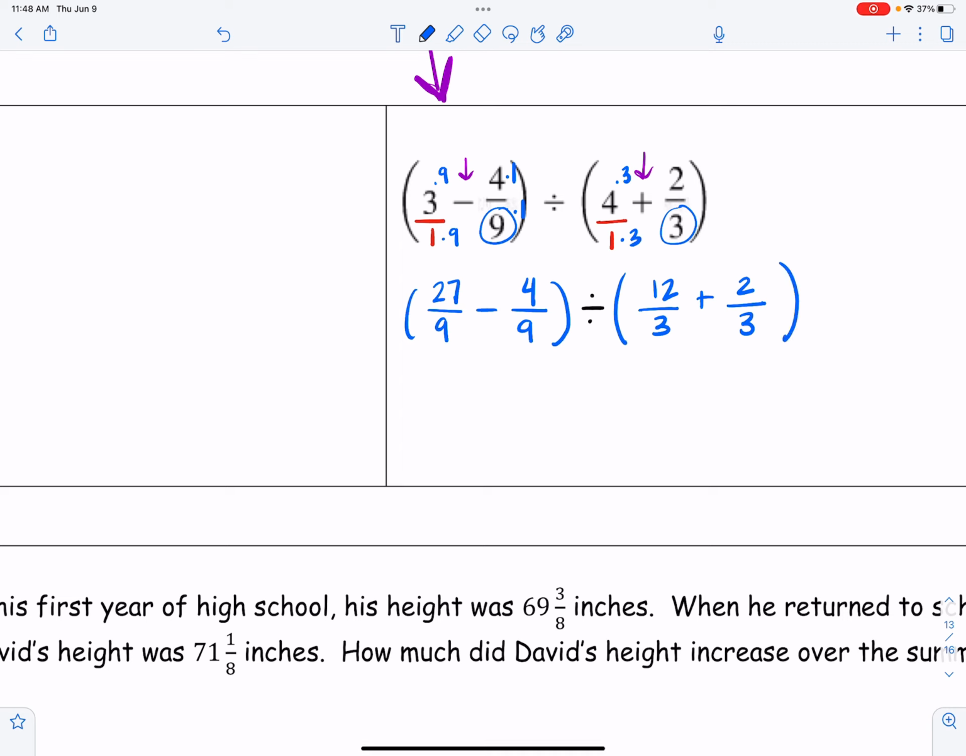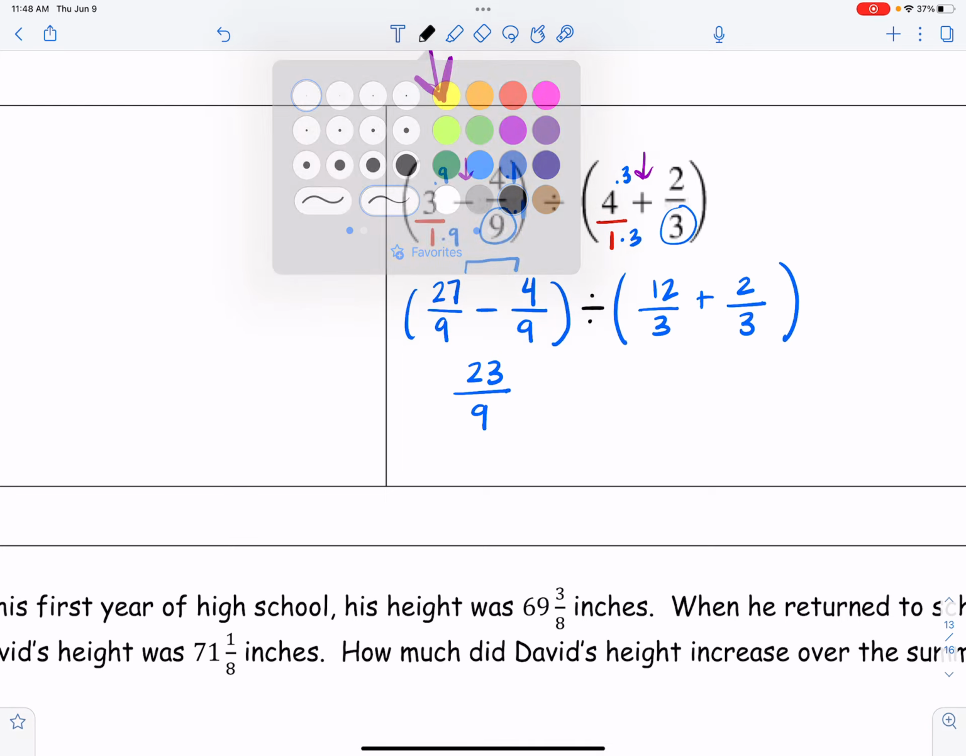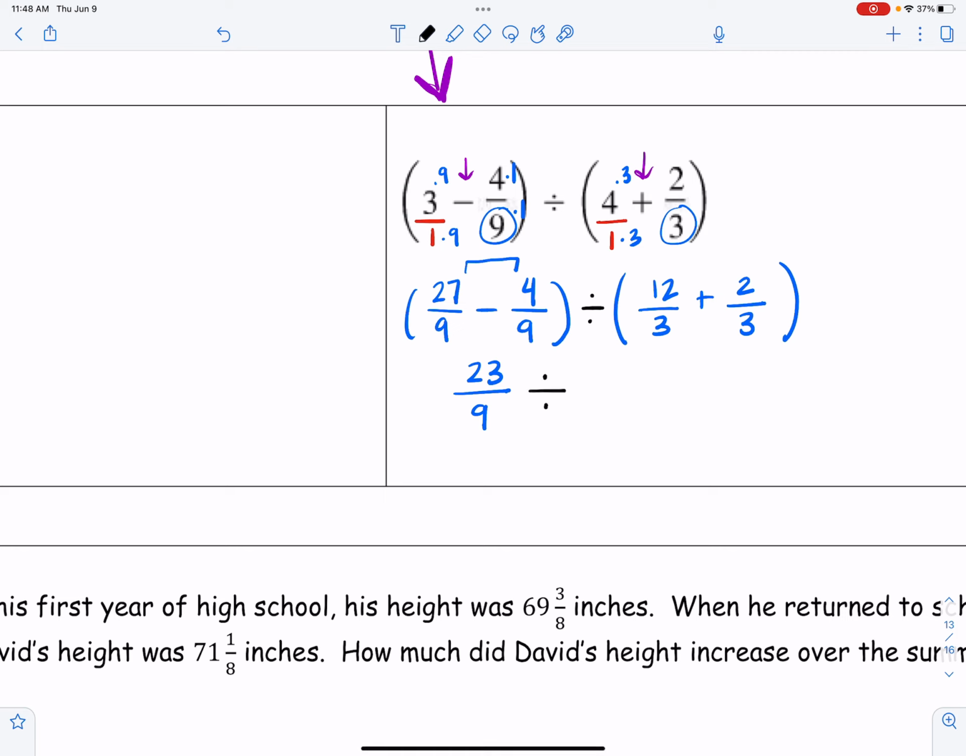All right, so now that I have common denominators, I can work out what's in parentheses. All right, keep the common denominator of 9, and 27 minus 4 is 23. This is going to be divided by, and now I'm going to work out what's in parentheses over here. Common denominator is 3. What's in the numerator, 12 plus 2, is going to be 14. All right, and then the last step here, dividing by a fraction. Keep the first, change to multiplication, flip the second.